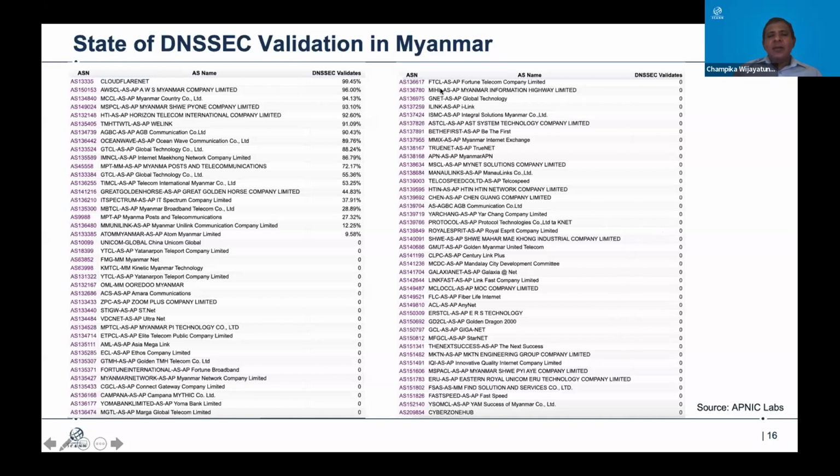Maybe if you are from any of these operators who have 0 validation, you can think about enabling DNSSEC validation. So maybe after this session, when you go back, talk to your DNS administrators. If it has been outsourced, talk to them and see whether you can activate DNSSEC validation so that we can bring the percentage in Myanmar even higher.